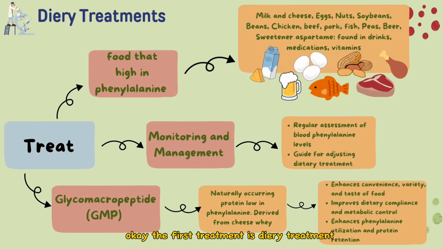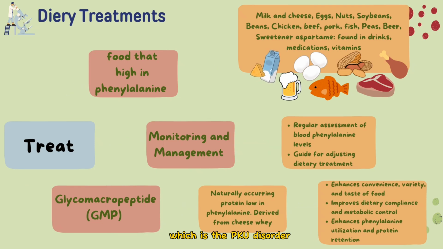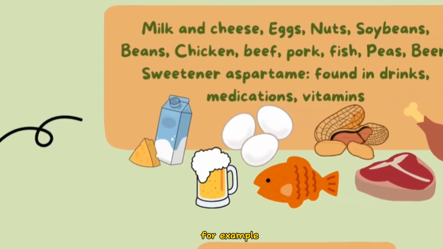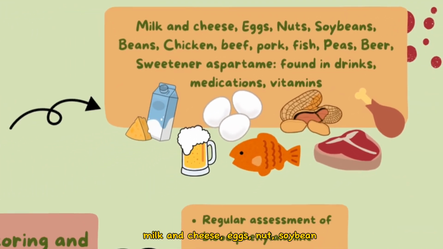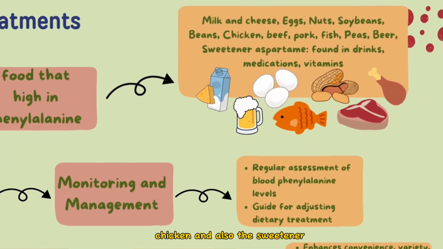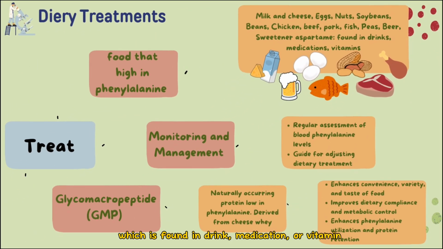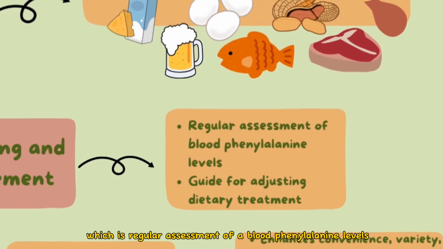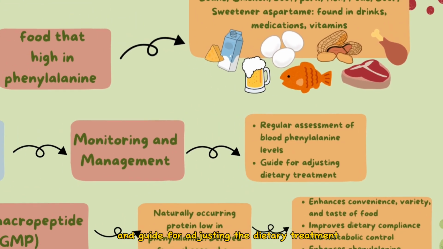Okay, the first treatment is dietary treatment, where people with PKU need to avoid foods that are high in phenylalanine. For example, meat, cheese, egg, nuts, soybean, chicken, and also the sweetener found in drinks, medication or vitamins. The treatment also includes monitoring and management, which is regular assessment of blood phenylalanine level to guide adjusting the treatment.